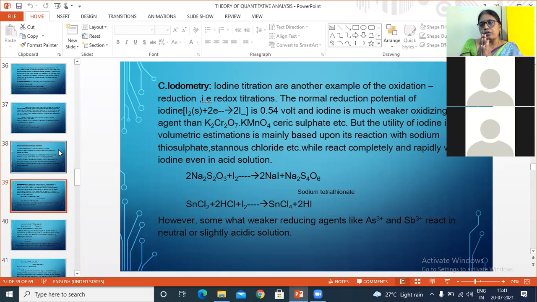Like that we find the volume. From the volume, we find the molarity, and from the molarity, we find the weight of the ferrous sulfate. It is the same for both KMnO4 and potassium dichromate. Both are included in your second semester practical, and I will post the practical notes afterwards. Next, iodometry titrations, iodometry. Tomorrow's class we will discuss it.